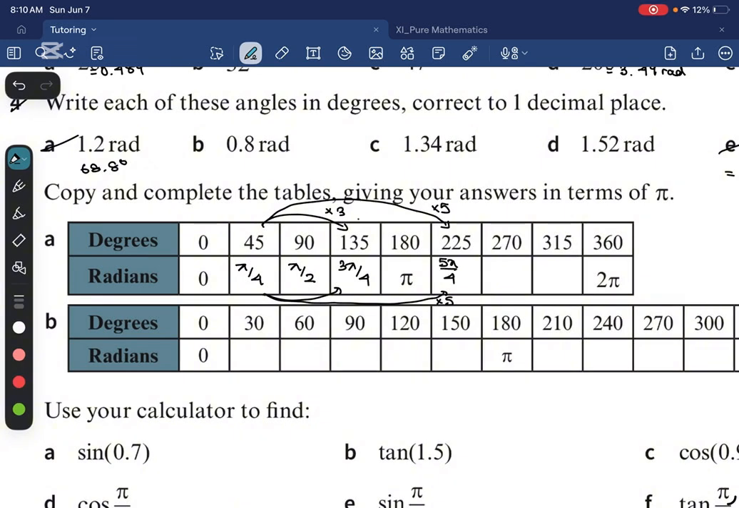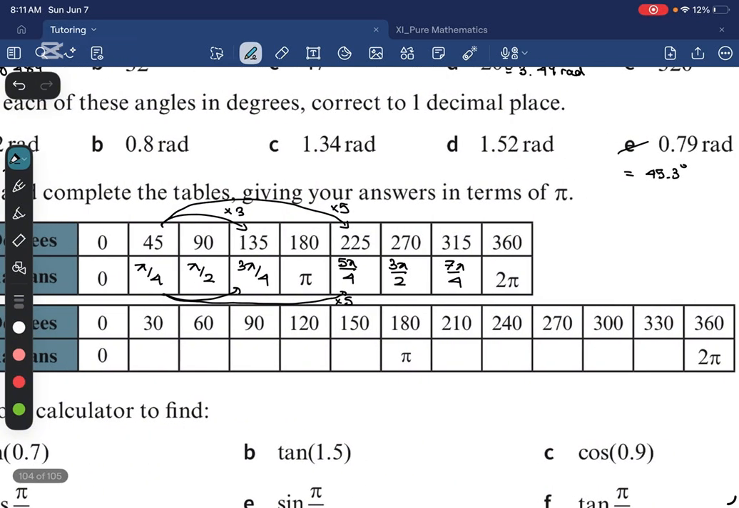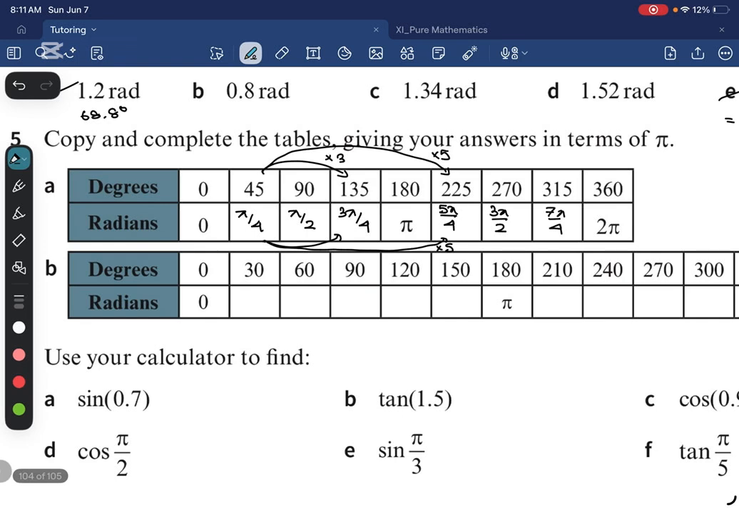270 is 90 times 3, so it's going to be 3 pi over 2. 315 is also a multiple of 45. It's 45 times 7, so 7 times pi by 4 is going to be your answer, 7 pi over 4. So that is how you do the conversion very quickly. And pretty much, part B is the same. 30 is pi by 6. You just have to remember some of these values. If you remember, it's going to be very helpful rather than having to calculate it every time.